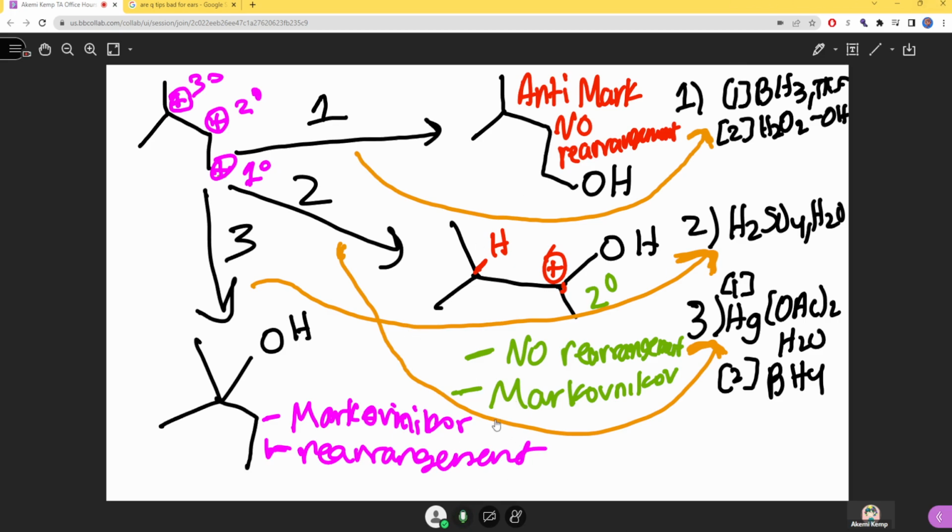Okay. And another question: you do see in each case that each product does show OH on all the possibilities of the carbocations, the primary, the secondary, and the tertiary.